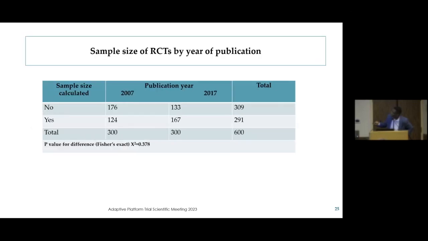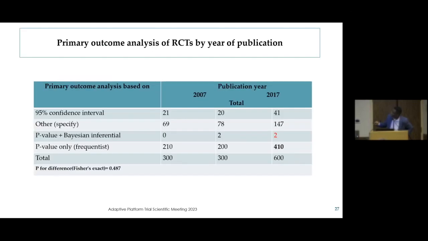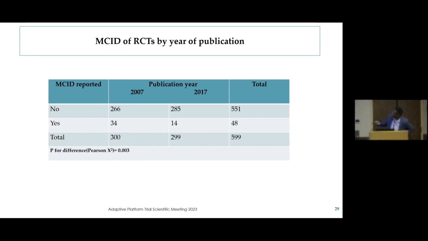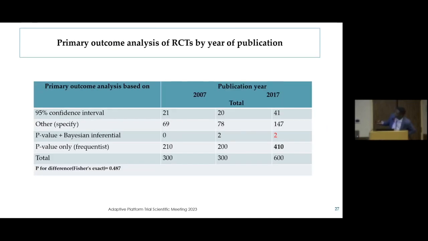RCT characteristics, interim RCT characteristics as well. The same thing, that is all we have here. Let me point your attention to this again. In this situation, we are looking at primary outcome analysis of RCT by year of publication. We saw here we have 410 that reported p-value only, okay?